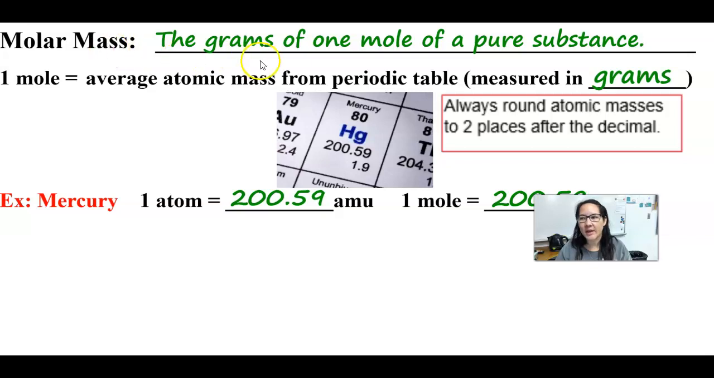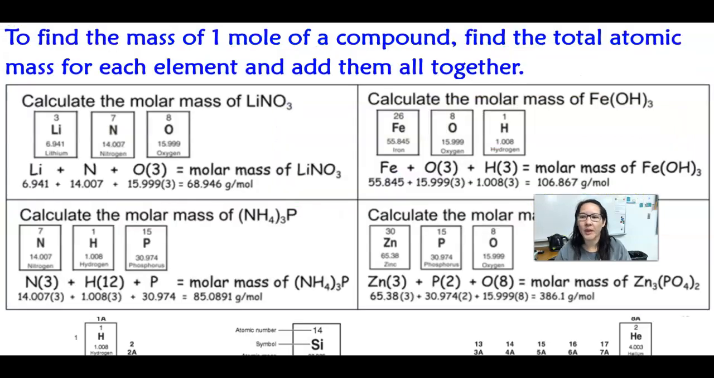Let's talk about molar mass for a second. The grams of 1 mole of a pure substance is equal to the molar mass. 1 mole of any element or compound or formula unit equals the average atomic mass from the periodic table measured in grams. Here we have mercury on the periodic table, and by the way, regardless of your periodic table, we're just going to always deal with 2 decimal places. So mercury is 200.59 average atomic mass, which means one single atom would have 200.59 atomic mass units, or 1 mole of mercury would have 200.59 grams per mole.